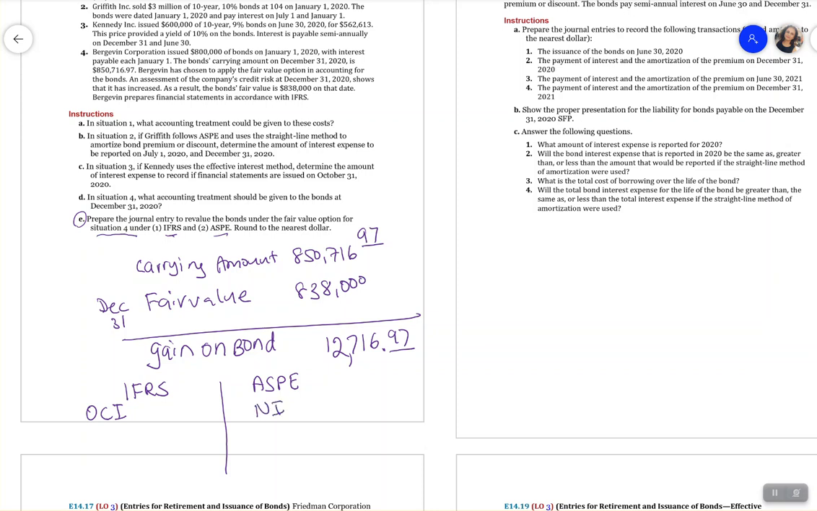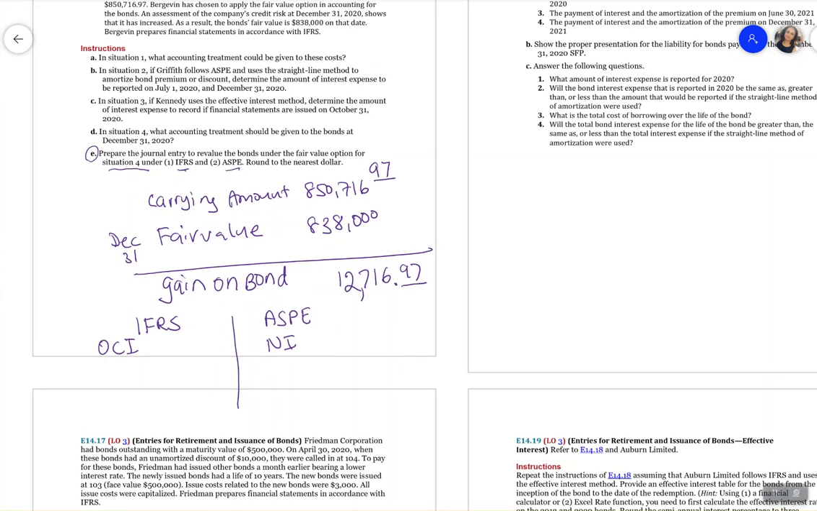So when we think about net income, what do you think of it? It is an unrealized gain and loss. However, an ASPE company does not have OCI. So what will be my journal entry? My journal entry will be a debit to bond payable for $12,716.97, and my credit will be unrealized gain and loss, unrealized gain / loss, OCI.